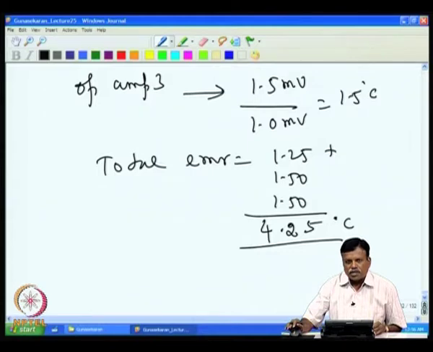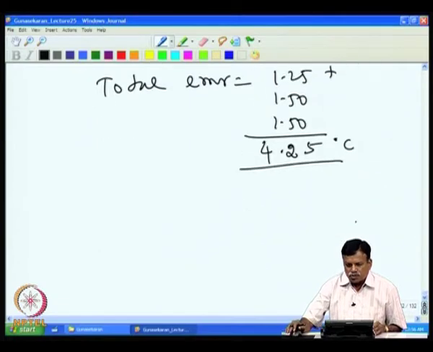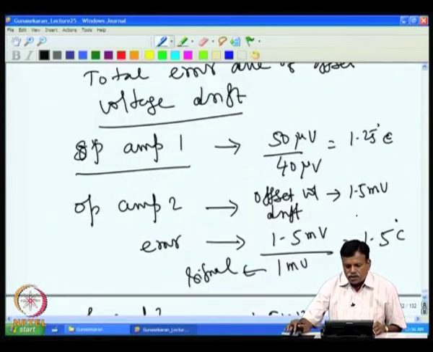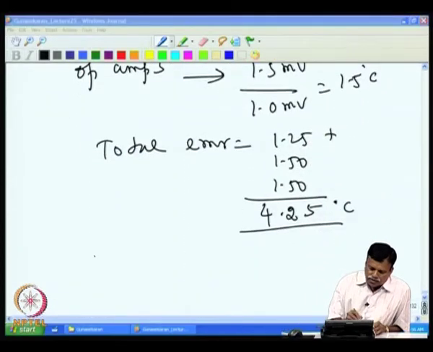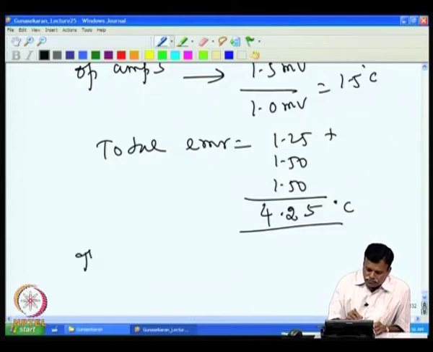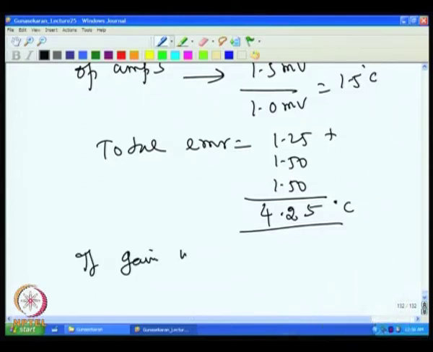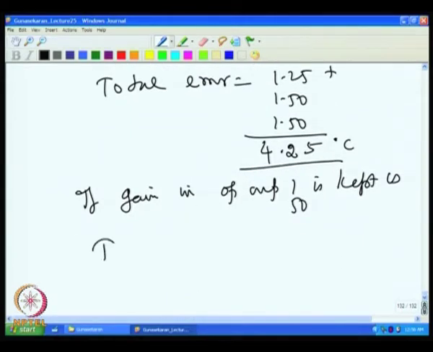If I use the first stage as a low drift op amp, that is 0.5 microvolt per degree C drift op amp, and the other stages are normal op amps, which are 15 microvolt per degree C op amps. So, one can reduce this error by increasing the gain. If the gain in the first stage, in op amp 1, is kept as 50, then the error comes down.